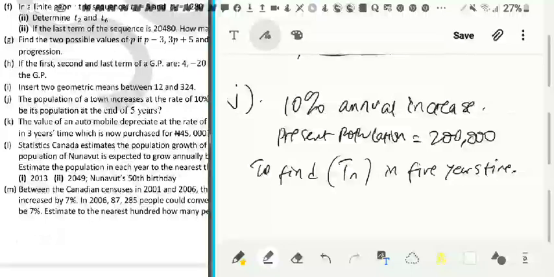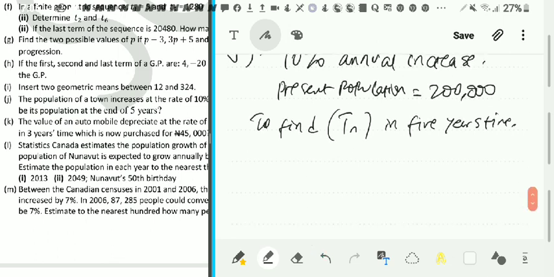So you can see that we can use arithmetic progression and even geometric progression to predict future events. We just put them into some mathematical models. We model them very well, and from the model we can predict things that will happen. So if this particular town's population is increasing 10% annually, now let's get to solving.